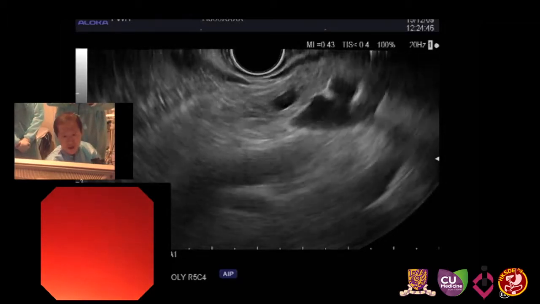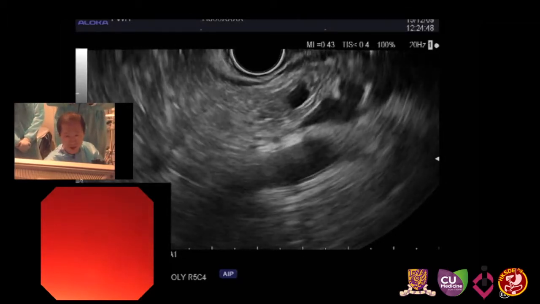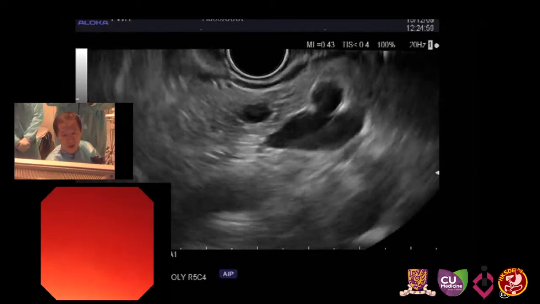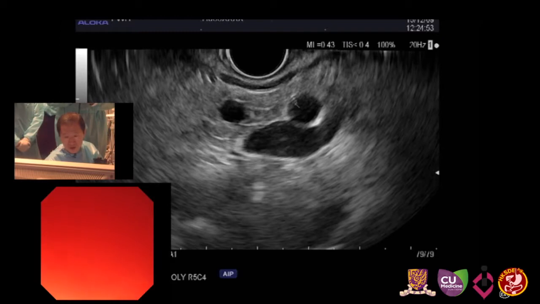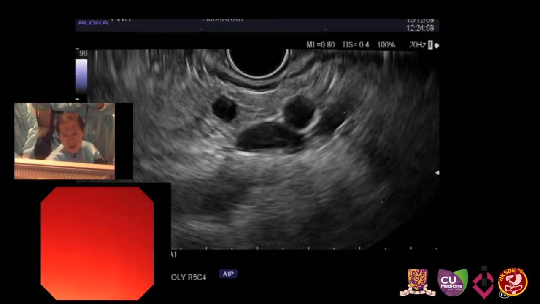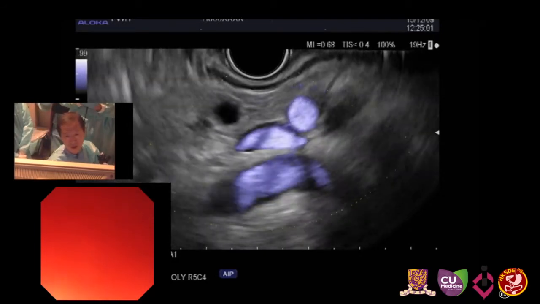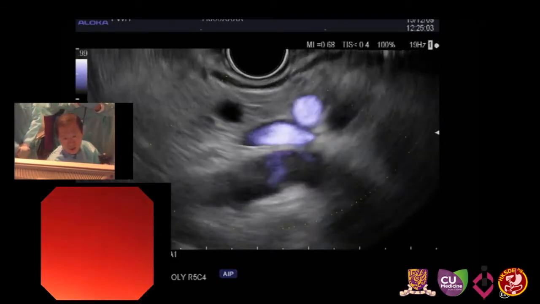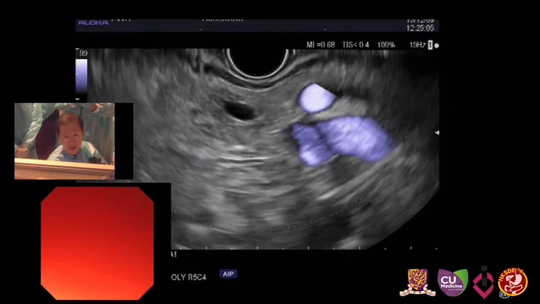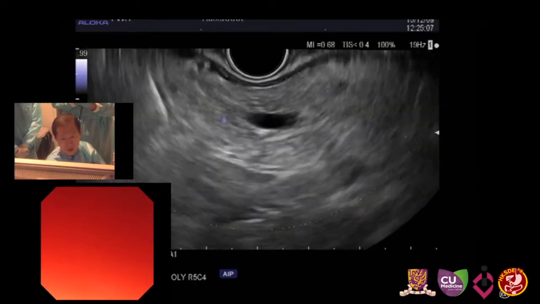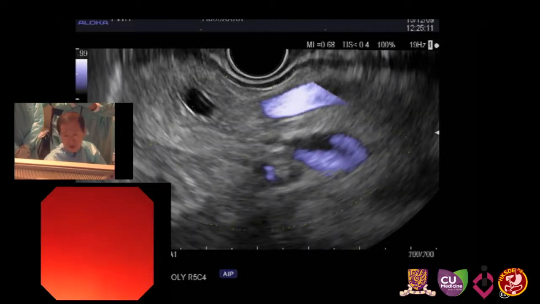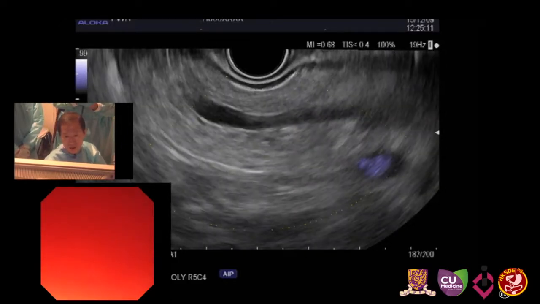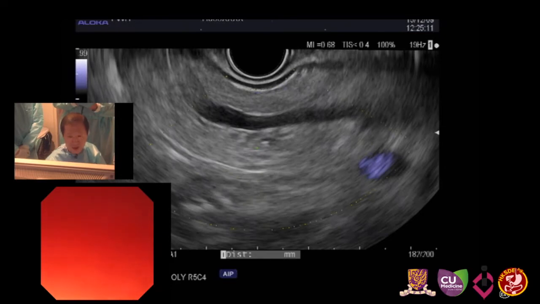If we trace this dilated duct to the tail, then we can see here 2 distinct structures, splenic artery and the splenic vein. If you apply e-flow, then we can see the vascular flow clearly inside. The main pancreatic duct does not show any Doppler signal at all. I am rotating my scope to the body and tail area. We are reaching to the tail area now, but still, the main pancreatic duct is very much dilated.